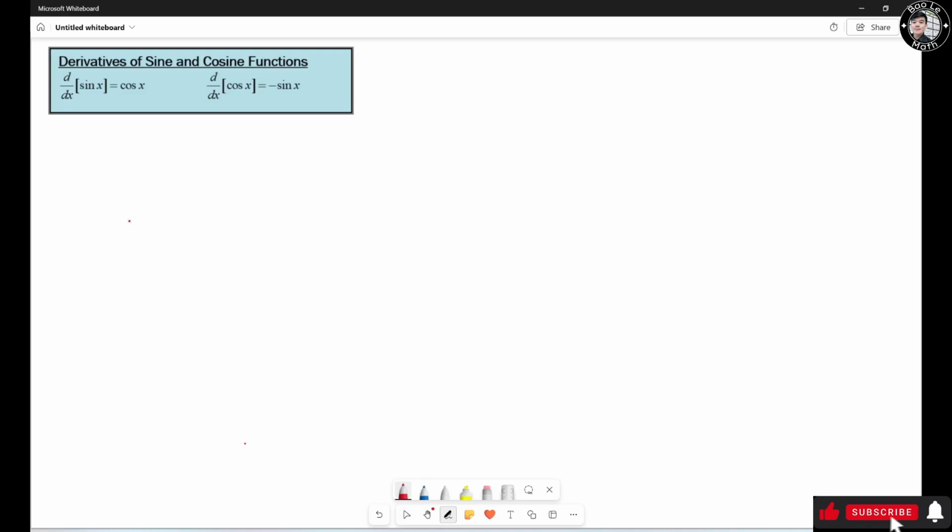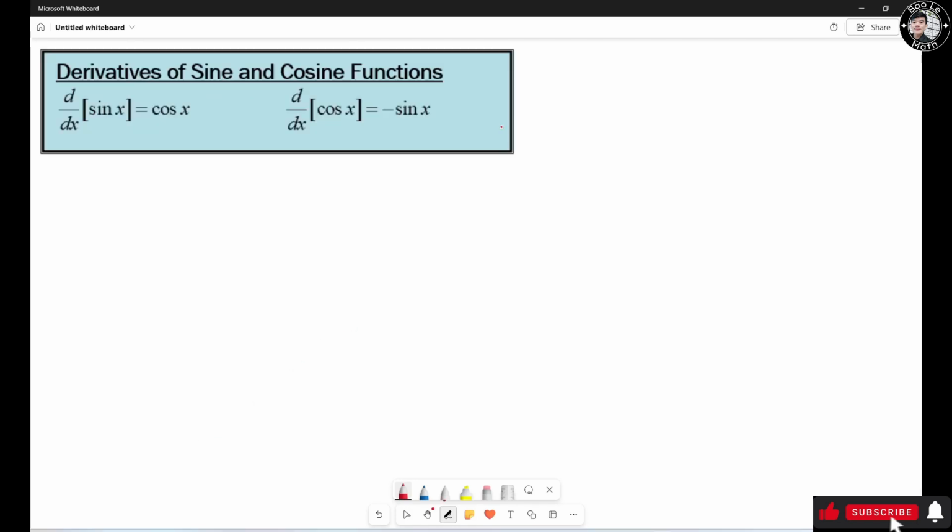Hello everyone, in this video let's learn how to prove the derivative of sin s and cosine s. We're going to use the definition of derivative to prove this for the two functions sin and cosine. So we have f prime of s equals the limit of the function f of s plus h minus f of s over h when h approaches 0.